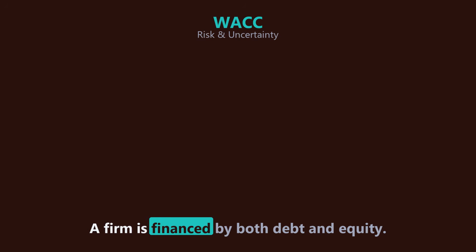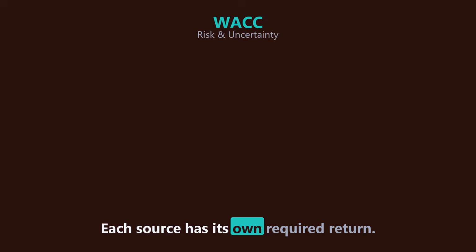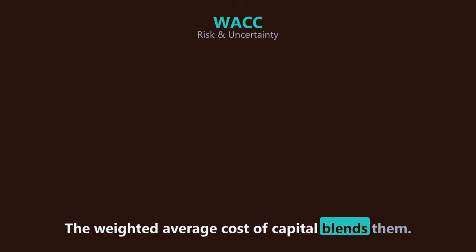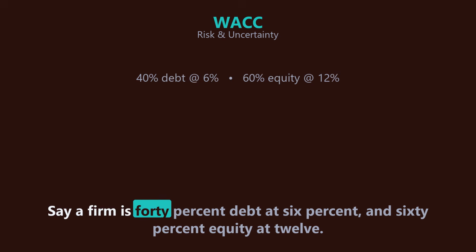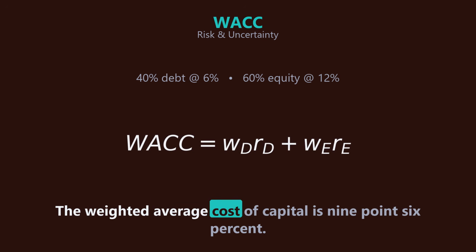A firm is financed by both debt and equity. Each source has its own required return. The weighted average cost of capital blends them. Say a firm is 40% debt at 6% and 60% equity at 12%. The blend is 0.4 times 6 plus 0.6 times 12. The weighted average cost of capital is 9.6%.